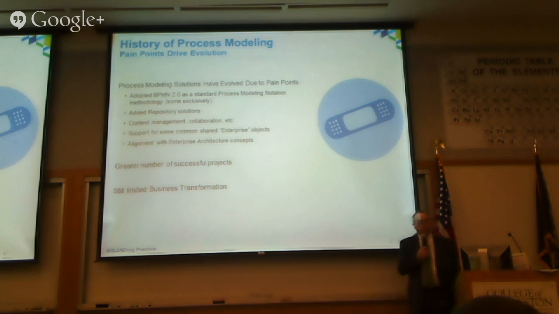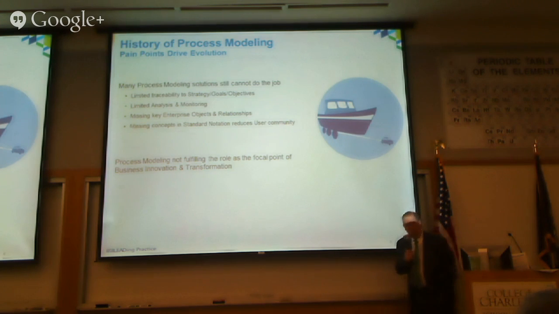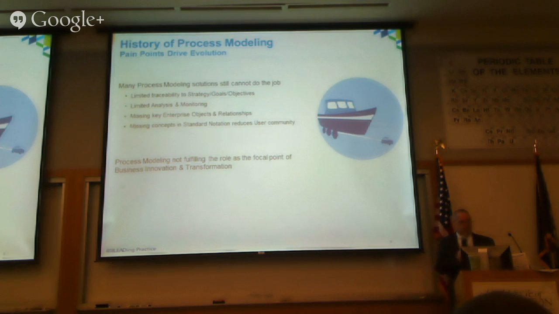Now, there's obviously been a much greater number of successful implementations, but there's still some limits. We're going to talk about that. So many of the tools still can't quite do the job. The key element is traceability back to the goals and objectives of the organization. Oftentimes, there's limited analysis and monitoring capabilities.